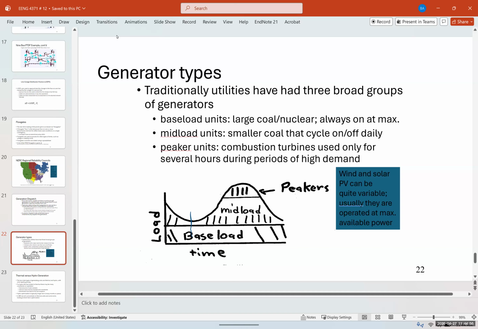Okay, so the problem again here is that wind and solar have changed this picture dramatically, as mentioned. Since their fuel is free, they go to the top of the economic stack, which pushes fossil fuel plants to cycle more often than they were designed to.